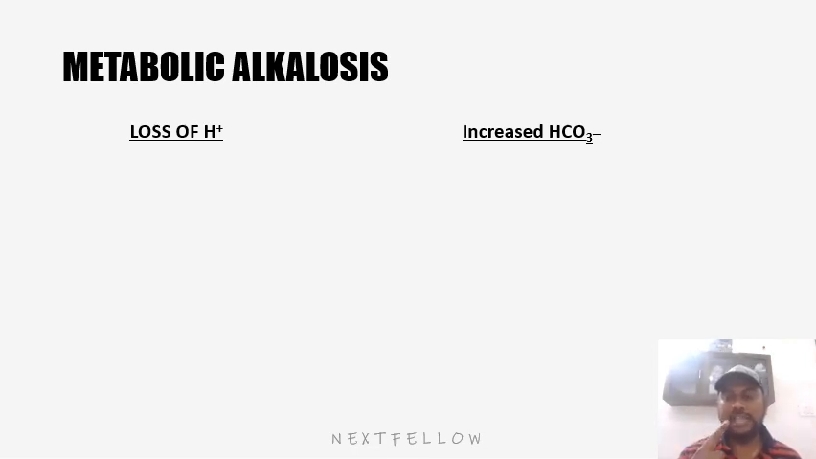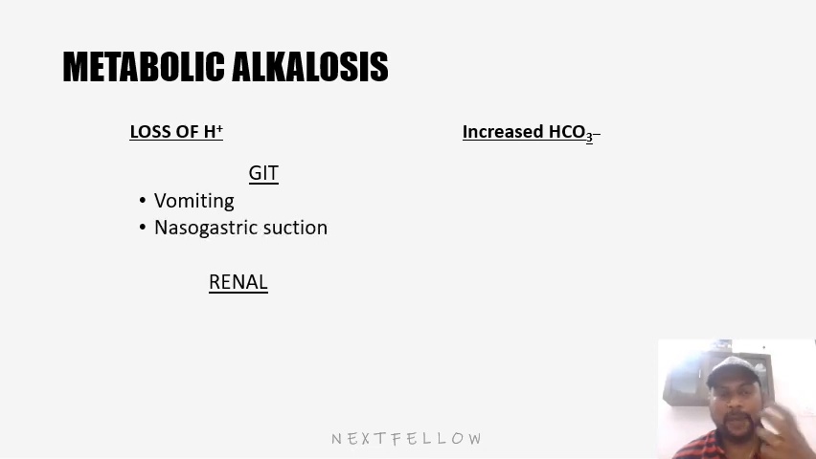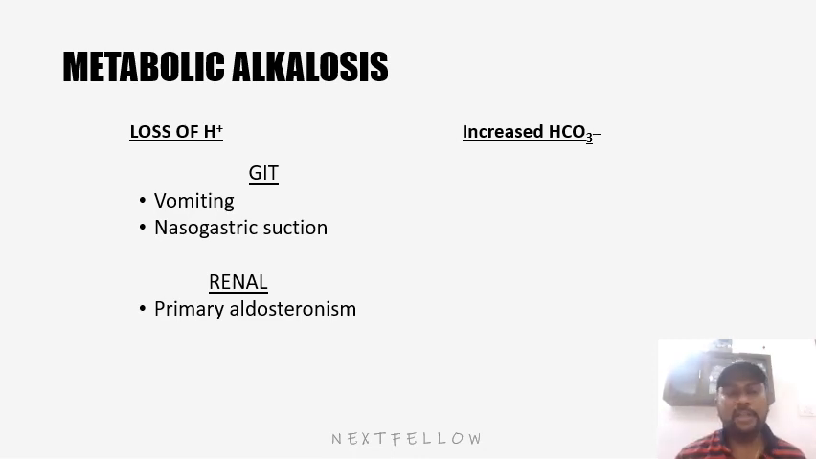H plus ions can be lost from our body through two different routes: one is through the GIT and the other is through the kidney. First we will see how it is lost through the GIT. I said the lower half of the GIT is alkaline, so from there bicarbonate will be lost, whereas the upper GIT is mainly acidic. So from upper GIT disorders, especially in vomiting or in patients having nasogastric suction, there will be loss of H plus acids from their body. Next, coming to the kidney.